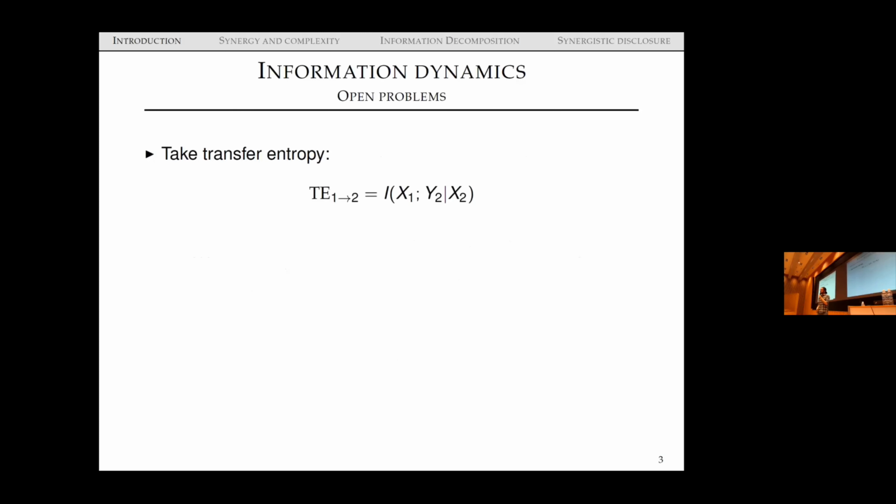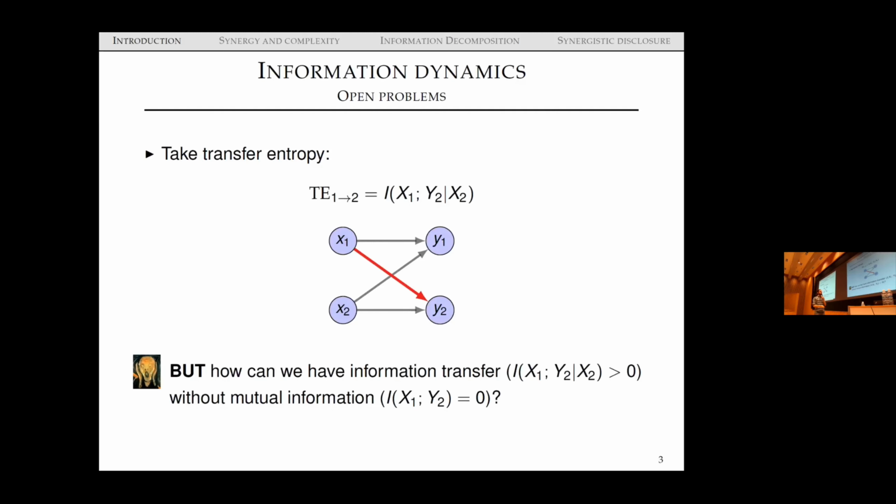Let's take first an example, transfer entropy, which I'm assuming everyone is more or less familiar with. It's the conditional mutual information of the past of one variable towards the future of another variable, conditioned on its own past. Typically that's seen as this sort of arrow. If you come from the Granger causality or neuroscience literature, you'll see some form of effective connectivity from one variable to the other. That's all perfectly fine, but there are some issues with this. For example, we can have information transfer, with this quantity being greater than 0, without having mutual information. That's kind of tricky, and I think that's a problem.